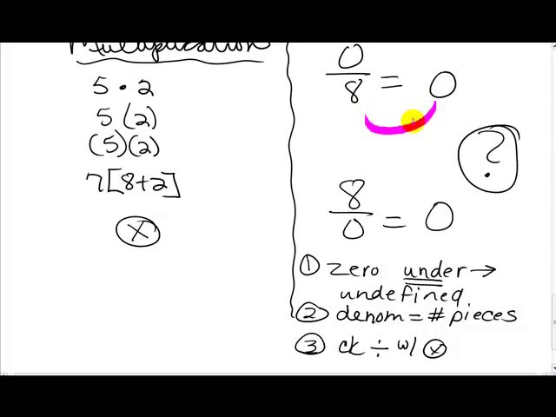If I take these two and multiply them, I do get 0. But if I take these two and multiply them, I don't get 8. And so that's why, again, this is undefined. So that's checking with the division. Denominator, number of pieces. This has 8 pieces. This has 0 pieces. You can't have 0 pieces. But I like the 0 under. Undefined. Okay.